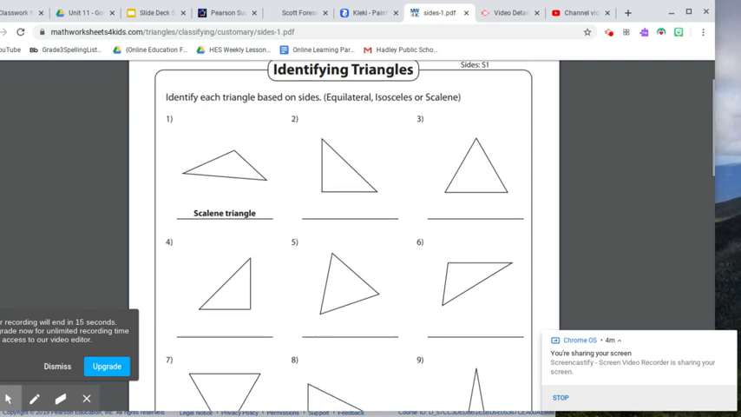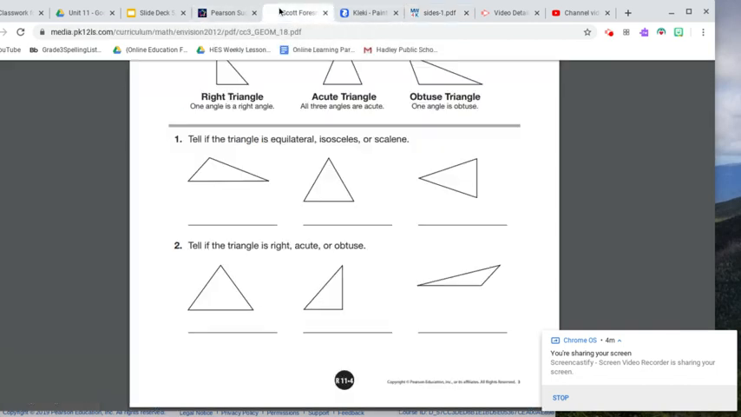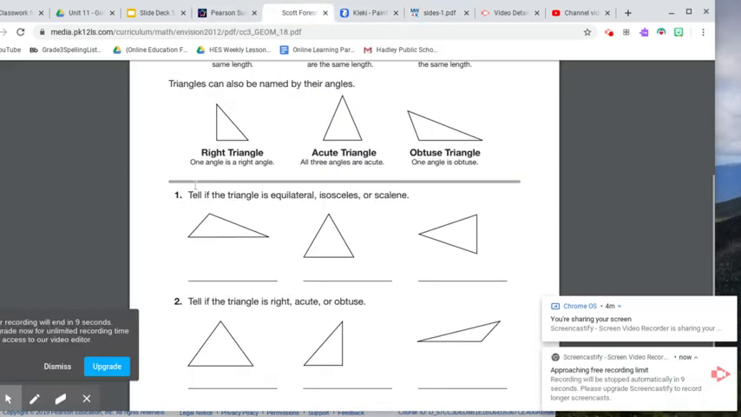All right, I think we'll stop there. But basically, when you work on your math workbook page, you're going to be classifying either by side or by angle. So please just pay attention to the directions closely and do your best.